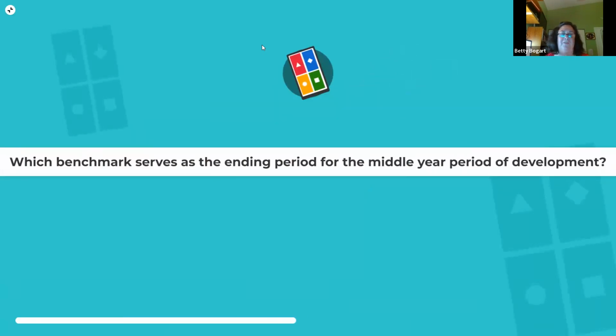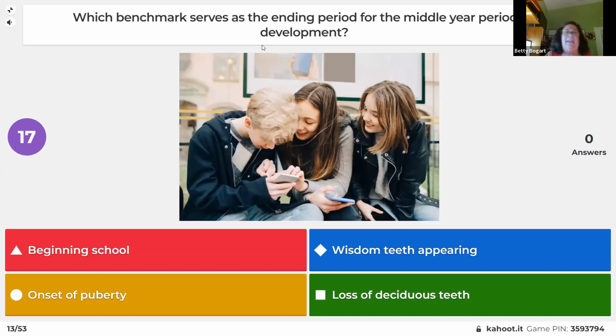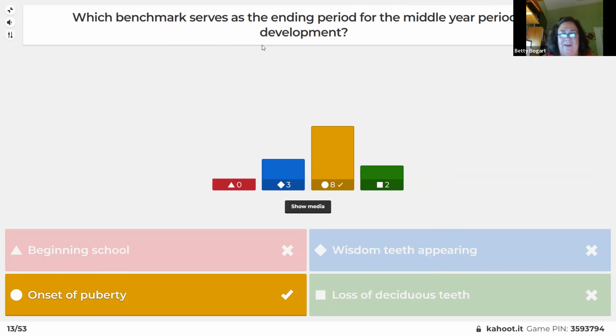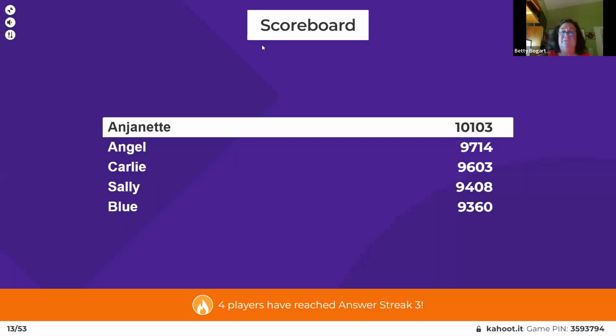Which benchmark serves as the end period for the middle years of development? So the end of school age. What do we know happens at the end of school age? We know the beginning is the shedding of all the baby teeth. And when we end up, we have all of our permanent teeth, and it is also the onset of puberty. And girls will see the breast buds, and boys, the enlarged testicle, the scrotum.